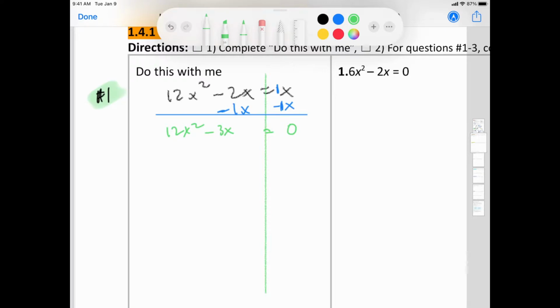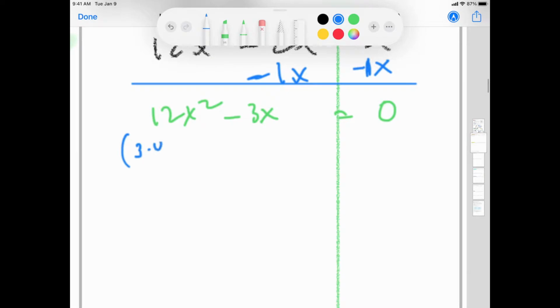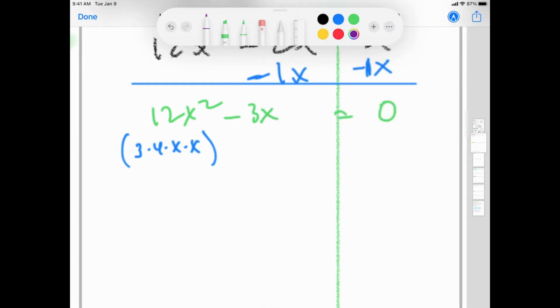Okay, in this method, now that you have it set equal to 0, the next thing I'm going to do is see if I can find a greatest common factor. In blue, this is 3 times 4 times x. These are called the prime factorization of 12x squared. And over here in purple, negative 3x is going to be, you can leave the negative sign or do a plus negative 1, but I'm just going to do 3 times x. Well, those equal signs should not be there, they already have an equal to 0. Okay, what do I have in common here?